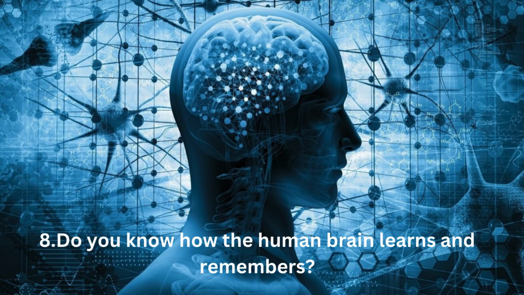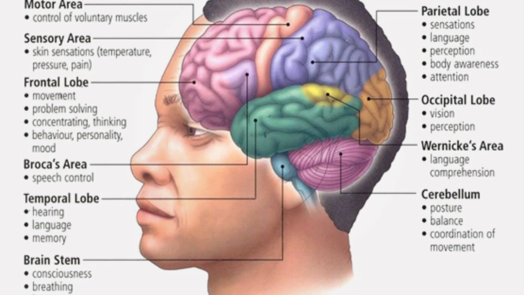Next, do you know how the human brain learns and remembers? The human brain learns and remembers through the formation and strengthening of neural connections, a process known as synaptic plasticity. Memories are stored in various regions of the brain and can be recalled through neural pathways.